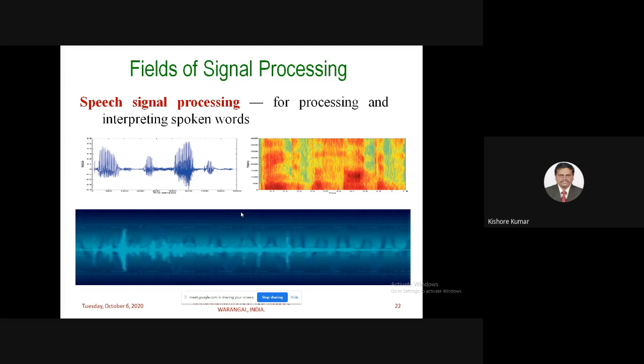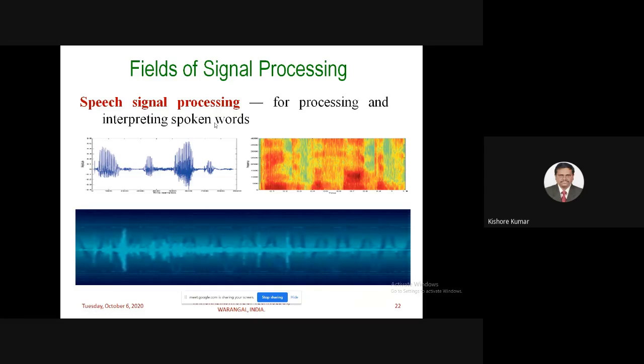I can use the autocorrelation method. From the autocorrelation method, if the output is a periodic signal, then I can say it is a voice signal. If the output is an aperiodic signal, then it is not a voice signal, it is an unvoiced signal. Likewise, with pitch estimation and different types of approaches, I can process the signal. That is one particular area where I can use speech signal processing.